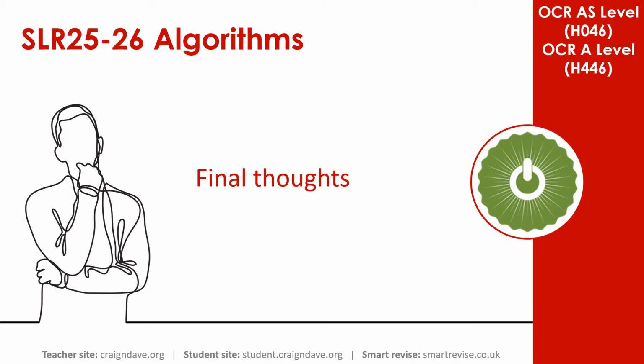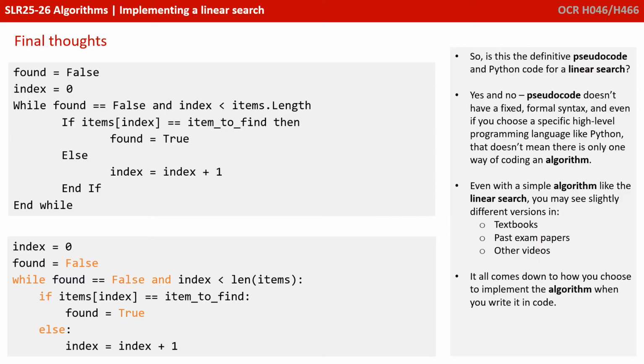So we've run through the algorithm, we've stepped through some code, but let's consider a few final thoughts. These are the sort of things that can often catch you out in the exam. So is this the definitive pseudocode and Python code for a linear search? Well, yes and no. Pseudocode doesn't have a fixed formal syntax, and even if you choose a specific high-level programming language such as Python, that doesn't mean there is only one way of coding an algorithm.